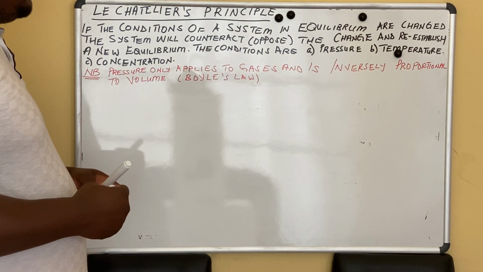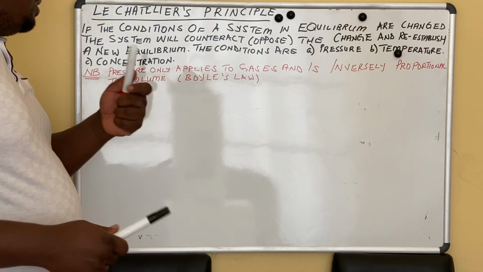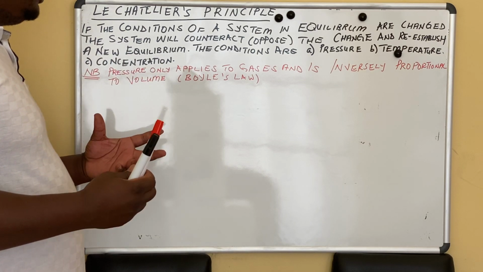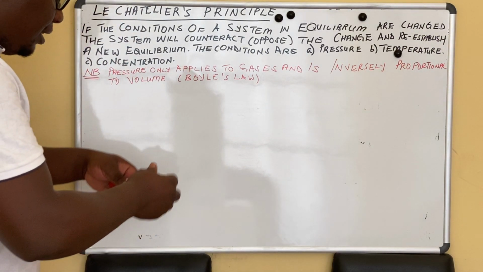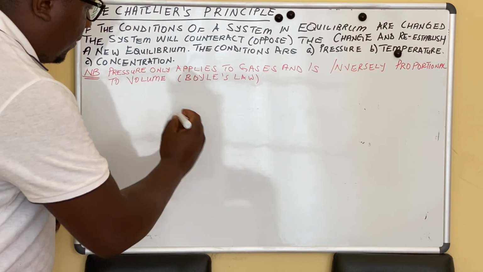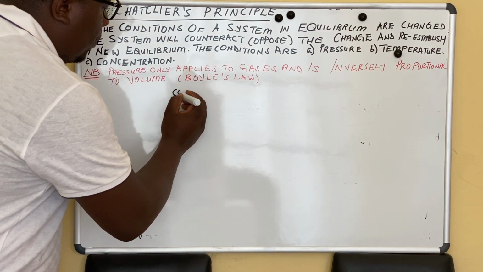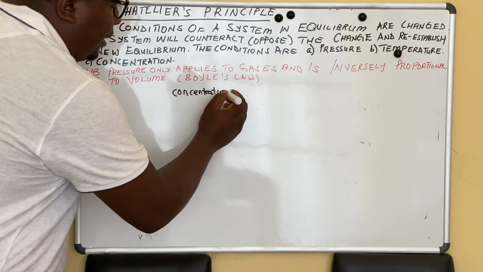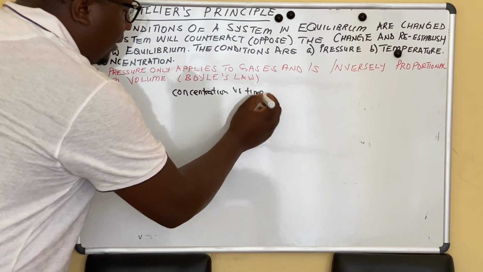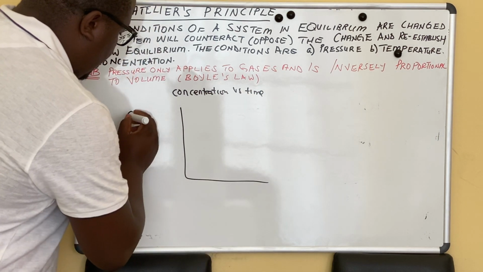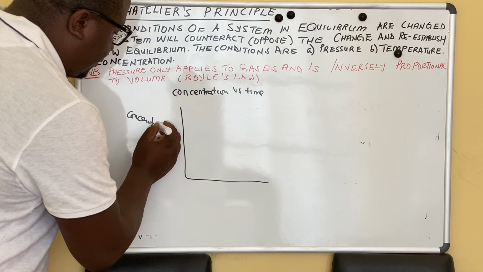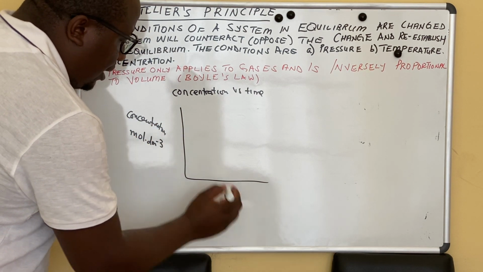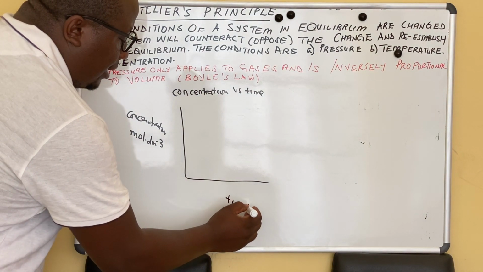So which conditions are we talking about? We are talking about conditions of pressure, temperature, and concentration. So that is Le Chatelier's principle. It means we are having a system that is in equilibrium. Remember, in the previous video, we looked at something like this. We're talking about concentration versus time. So here we had concentration in moles per decimeter cubed, and here we had time in seconds.